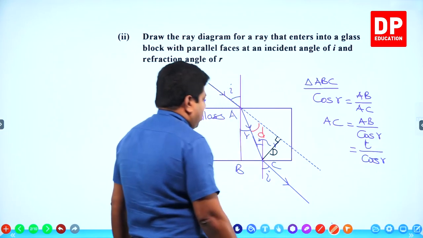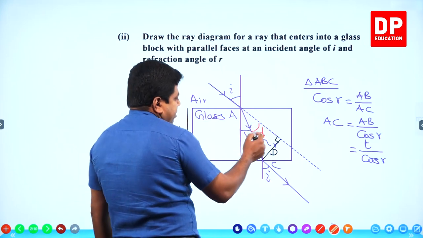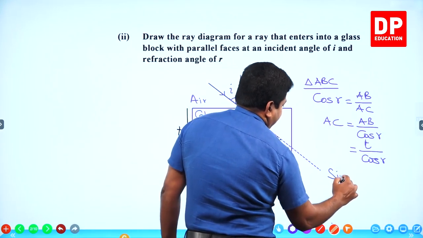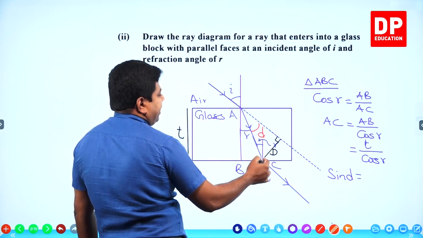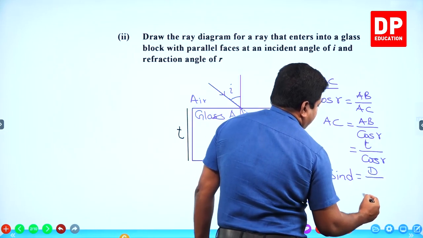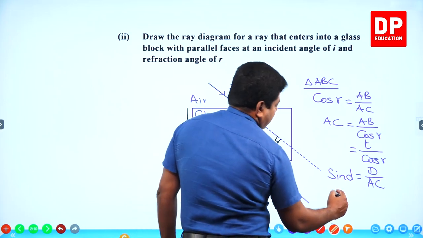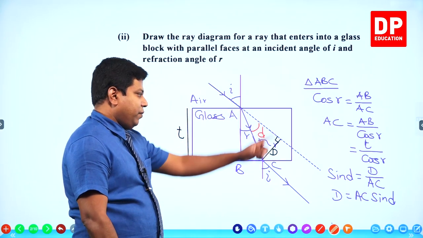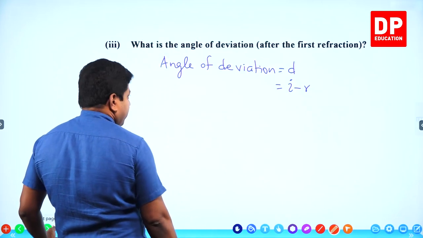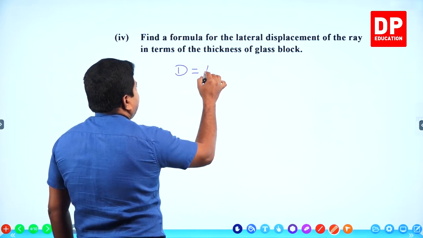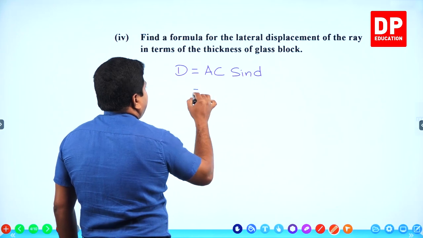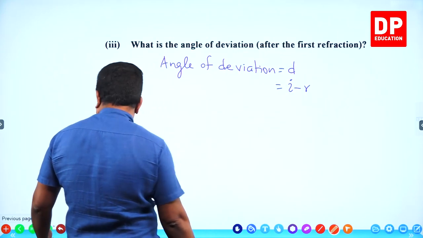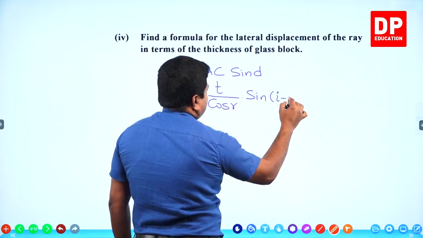Then what can I say? I need to get this capital D, right? So let's write sine D. Sine D equals capital D divided by AC, opposite side divided by hypotenuse. From this you get D equals AC sine D. For AC I can substitute T over cos R. So D equals AC sine D, where AC we have got as T divided by cos R, and sine D. D is what? I minus R. So sine D means sine of I minus R.